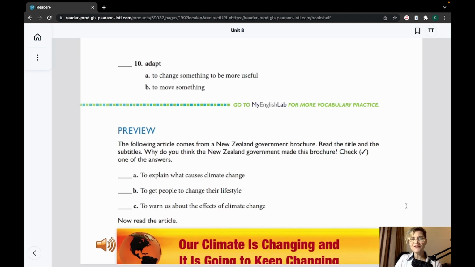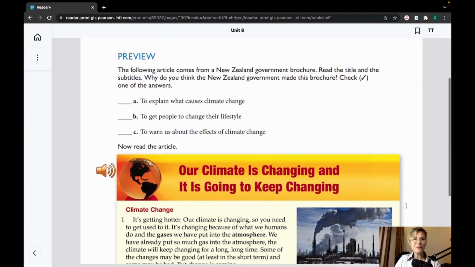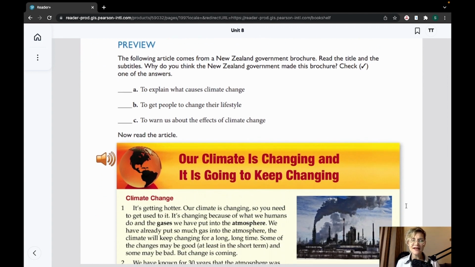That brings us to previewing. Now, we already know that when we preview, we look at the titles, the headings, the visuals of the text in order to predict the genre of the text and the purpose, which gives us the focus to know what to listen for and how to take notes, or you just annotate the text.